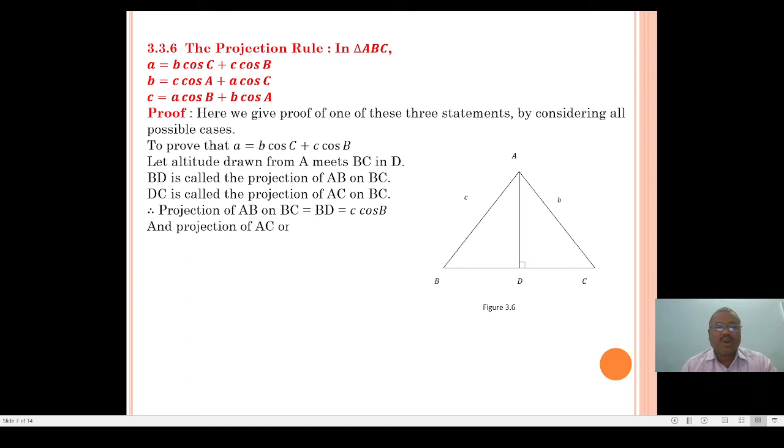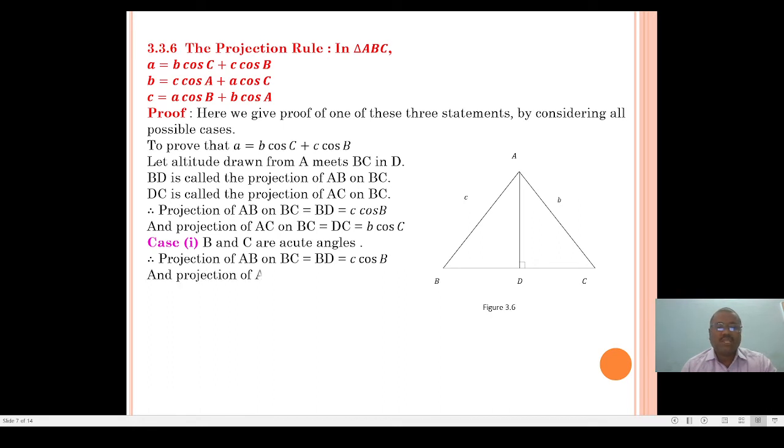And projection of AC on BC equals DC, which is equal to b cos C. So case first, B and C are acute angles. Both are acute angles. So projection of AB on BC equals BD, which is equal to c cos B, and projection of AC on BC equals DC, b cos C.